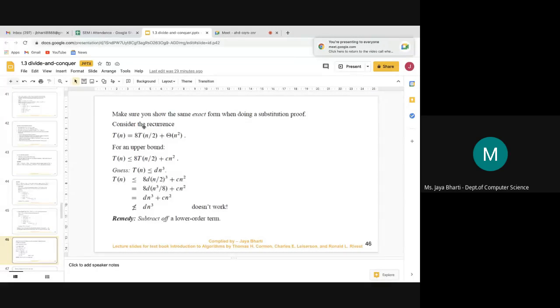Make sure whenever you are using the substitution method, you show the same exact form when doing the substitution proof. Same exact form means you can see here, we have used this n square. Okay, and here, whatever recurrence relation we have and whatever we are guessing, that should be the same. We will show the same exact form. So you can see in the recurrence relation it is 8T(n/2) plus theta of n square.